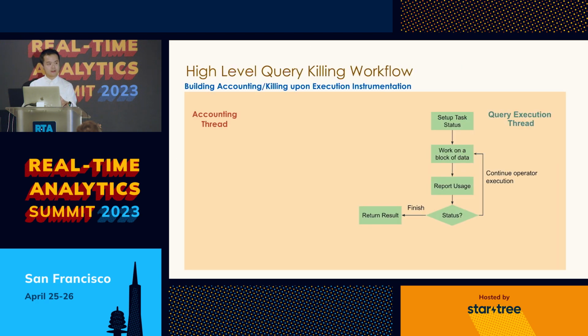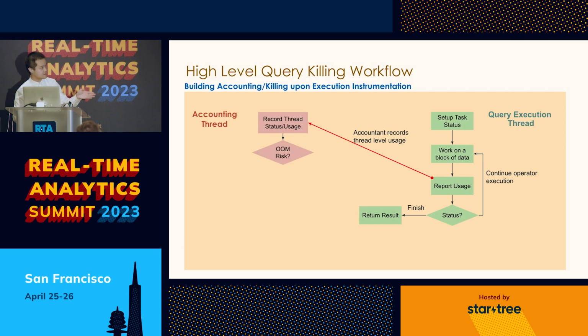With the query execution status and the resource usage stats being correctly exposed, it is now easier for us to design the accounting task. We can model the accounting task as a timer task, which is scheduled every few milliseconds. So every time it wakes up, it checks on the query execution status and the usage stats of each thread.